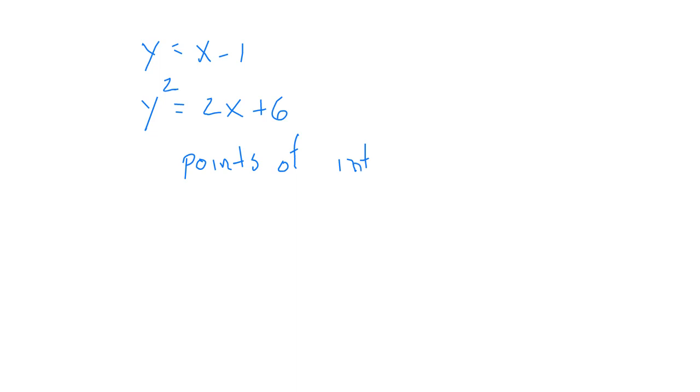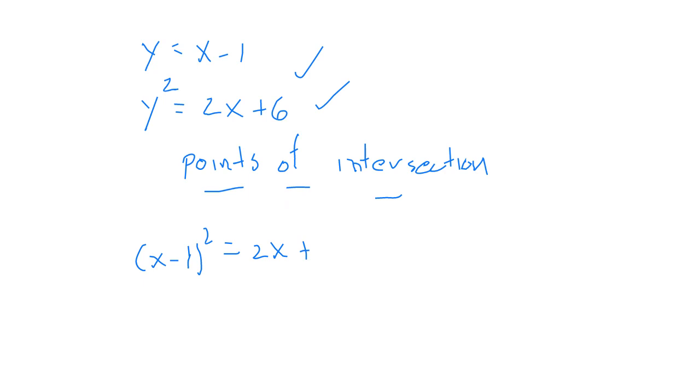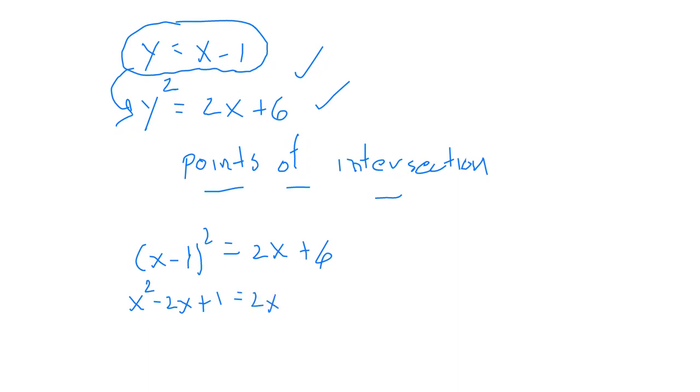I could graphically find them. That's okay. But also, at the points of intersection, since both of these equations have to be true, that means x minus 1 squared would have to equal 2x plus 6, right? Because I'm substituting y equals x minus 1 into the second equation. So this is going to give me x squared minus 2x plus 1 equals 2x plus 6.